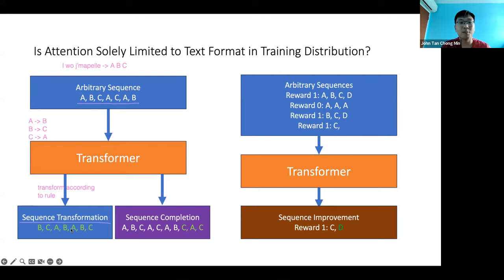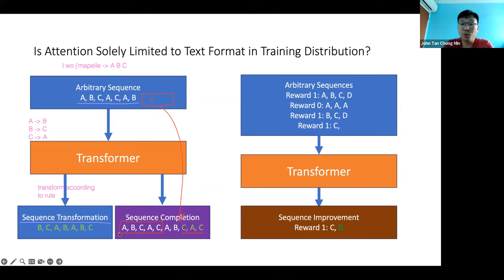What is sequence completion? As you saw earlier in the graph, given this as the starting sequence, what is the resulting sequence? If I extend the sequence, what will it be? This is sequence completion. You can see that we completed it with CAC, because this whole thing you can say repeats one time, so you can just repeat that again. Can the large language model do something like that? That's the second branch the authors are investigating.